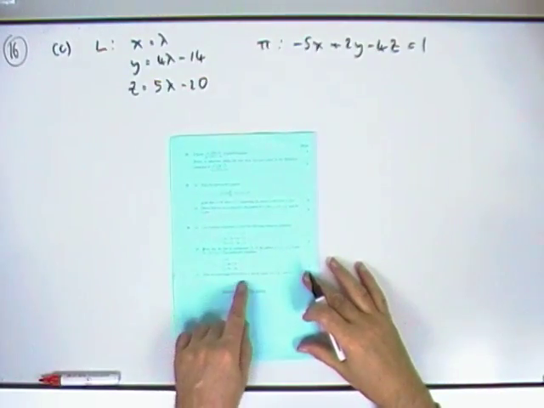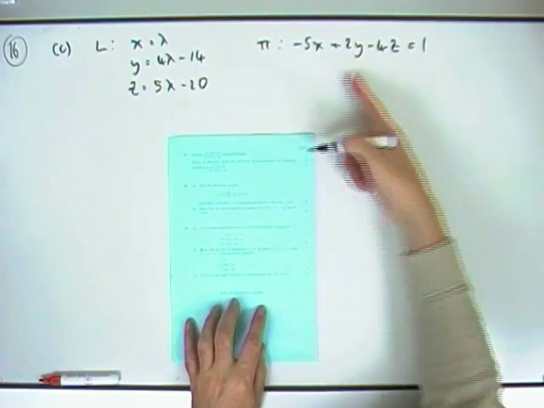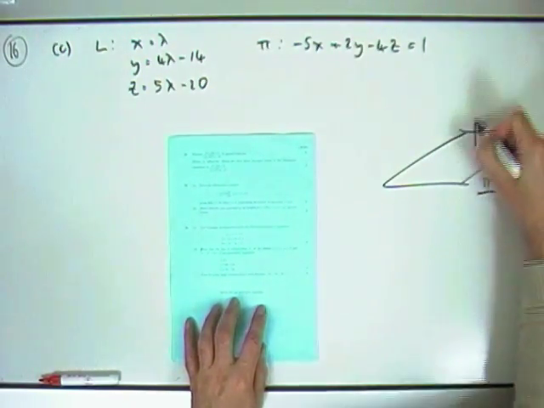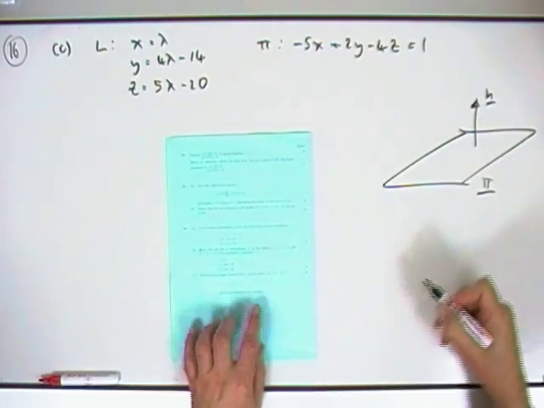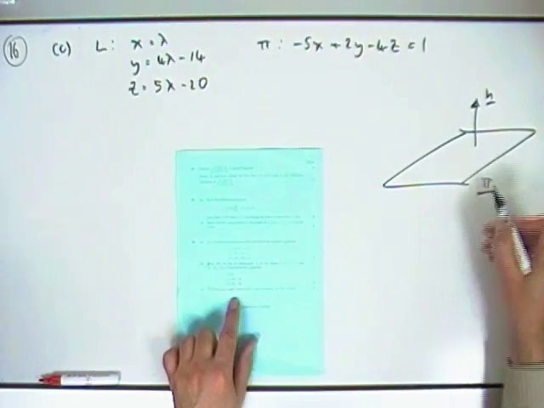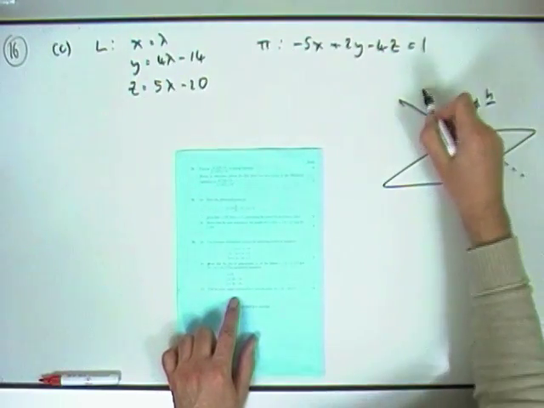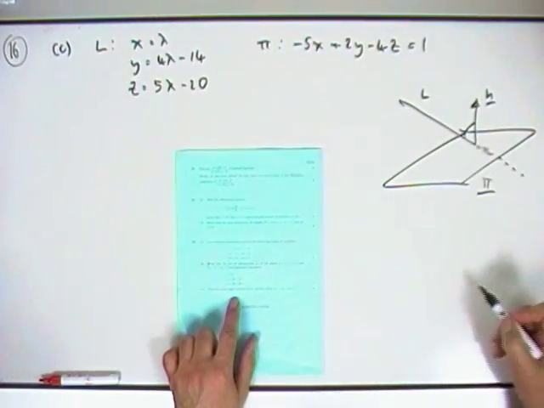Right, so that was part B. Part C, what's the acute angle between the line and the plane? So I've got this plane here, I'll just represent it roughly like that. There's the plane pi with its normal vector. I've got some line L that's cutting through the plane, which I can reappear from the other side. You want this angle in here.